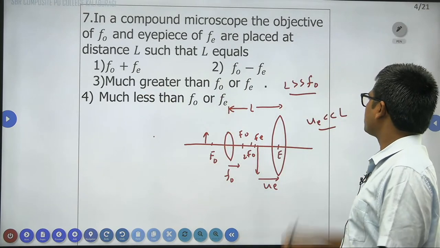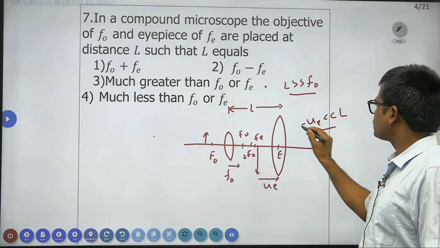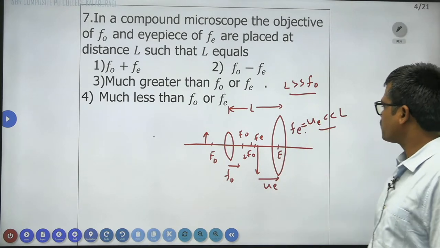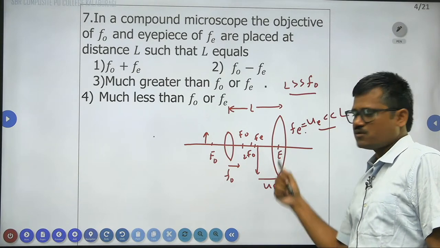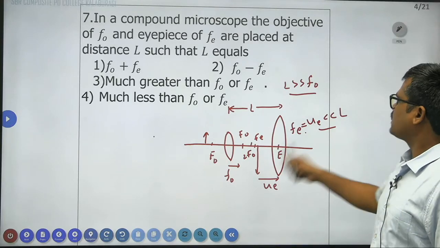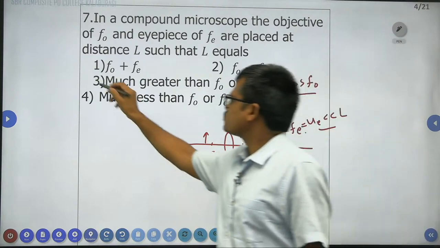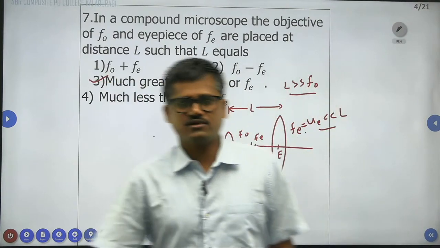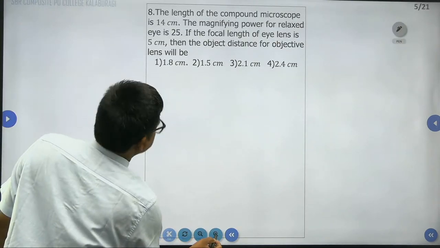So it is much greater than UE too. What is UE? Very nearly, you can say UE is FE. Got my point? Because this image is inside the focal length of the eyepiece but very close to the focus of the eyepiece. So that's the reason I'll go with the third option, L much greater than F0 or FE. So it will be the third option. Got my point? Done. Okay. Next one.